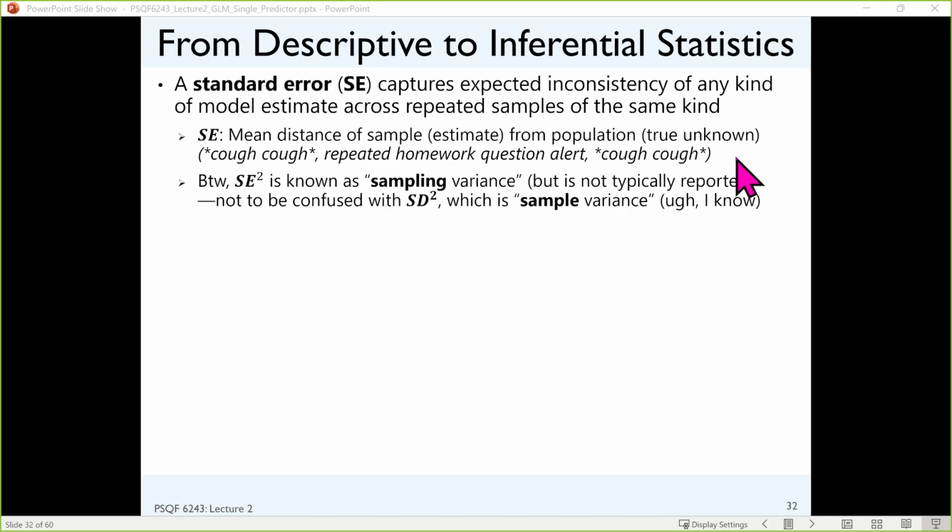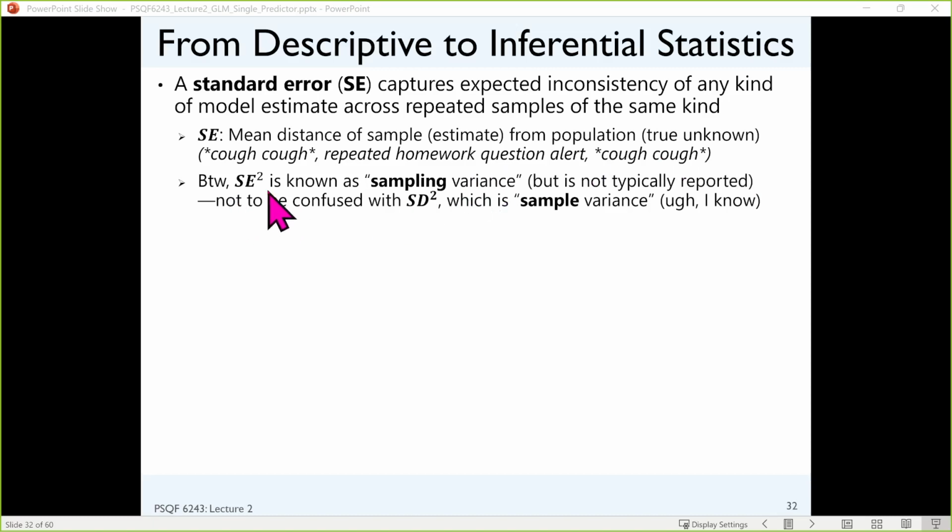So I'll do the cough, cough homework question to clue you into that I'm going to ask this over and over again. And the right answer is always, well, what is it the standard error for? Well, then that's the thing it's off from. If it's the standard error of an intercept that you're interpreting, then it's how far off this predicted outcome is from the true outcome. If it's the standard error of the slope, then the right answer is how far off is the sample slope from the true population slope. So the definition never changes.